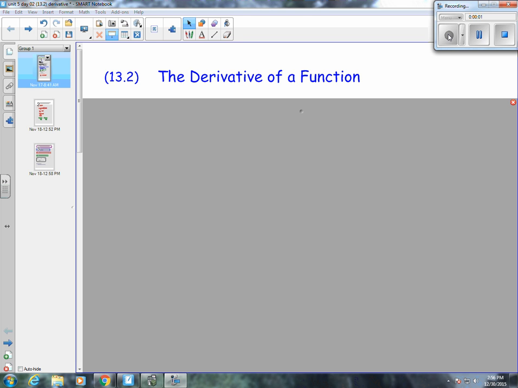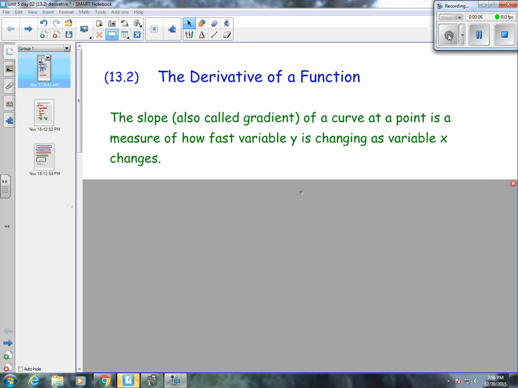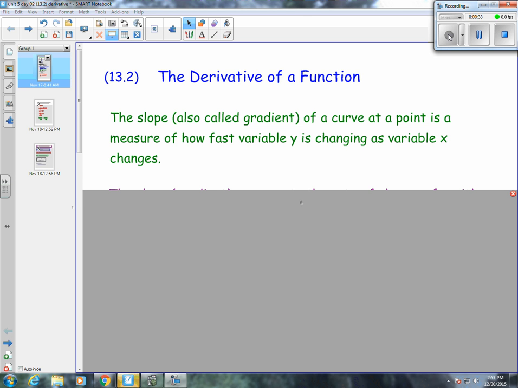Okay, today we're going to talk about the derivative of a function, which is section 13.2 in your text. The slope, also called in IB circles the gradient of a curve at a point, is a measure of how fast variable y, the dependent variable, is changing as variable x, the independent variable, changes. Don't always get hung up on the y and the x. We think of it as dy dx when we're talking derivatives, but depending on the application, we could have any other pair of variables that we choose. So think of it as dependent versus independent.